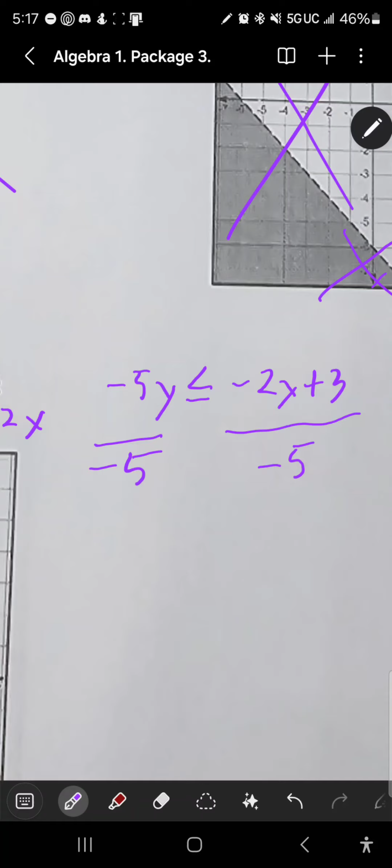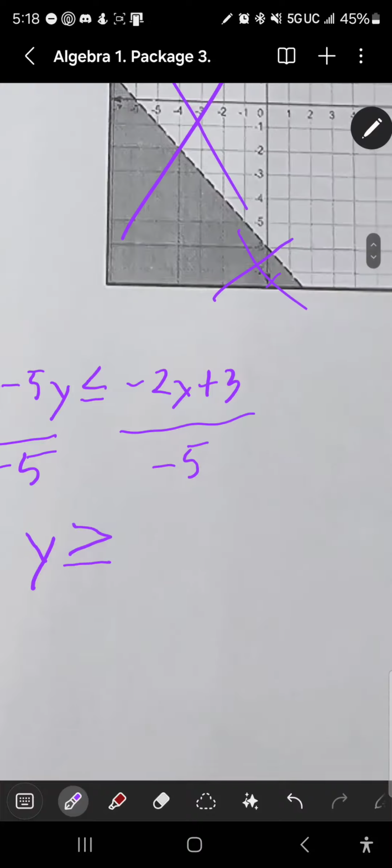Now this is a tricky part. As I had told before, I'm sorry about my English, but every time you multiply or divide by a negative number, this sign flips. So if I'm dividing by negative 5 on both sides, I'm going to say y is greater than or equal, because this is a negative number and I'm dividing. It doesn't matter if you're adding or subtracting. It's just in the division and multiplication.